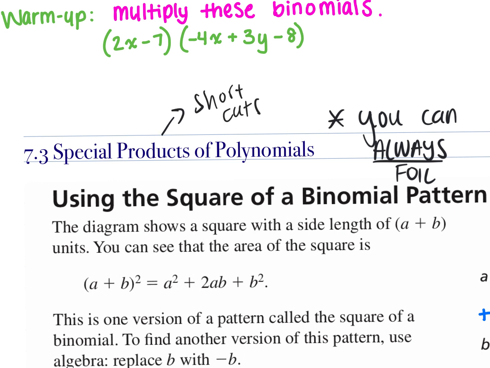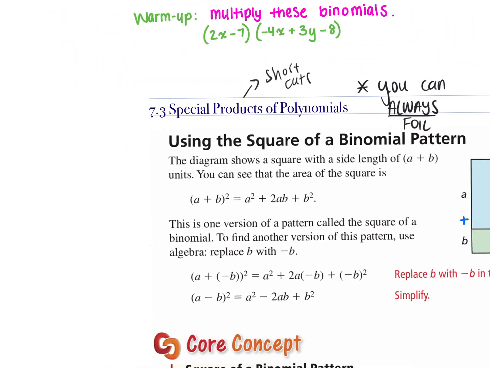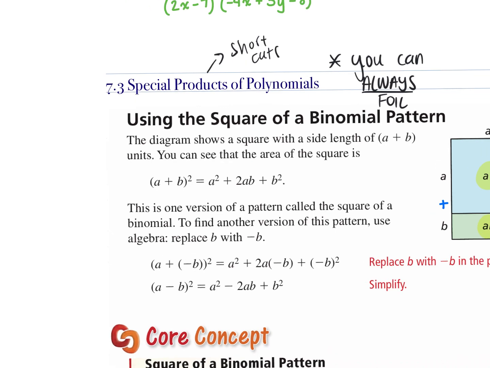And some of you are going to fall in love with them, okay? Because they're very, very, very helpful. Like, you're literally going to see a problem and you can predict what the answer is just by looking at it, okay? The first little shortcut that we're going to do is called the square of a binomial pattern, okay?